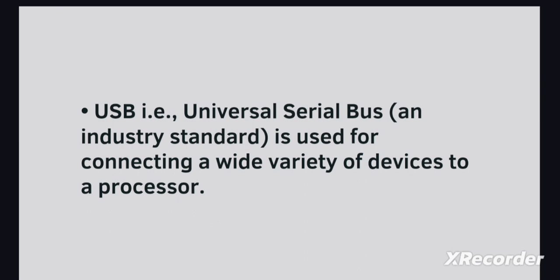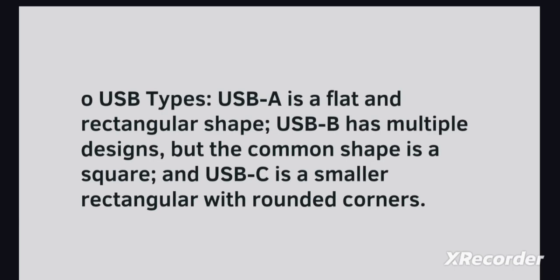USB, that is Universal Serial Bus, an industry standard, is used for connecting a wide variety of devices to a processor. USB types: USB-A is flat and rectangular in shape. USB has multiple designs, but the common shape is a square. USB-C is a smaller rectangle with rounded corners.